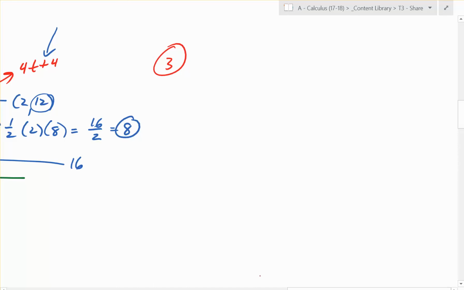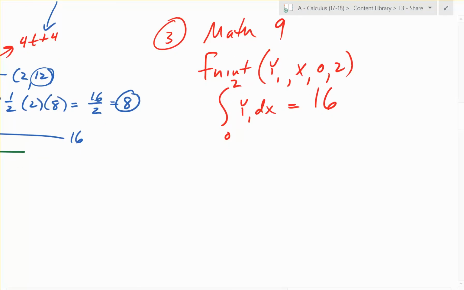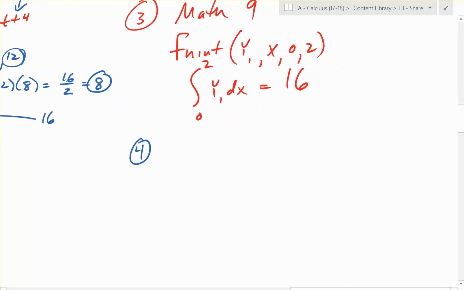Our third method is just going to be to do math 9, which is the fnInt function. For some of you, it's going to look like not fin, but fnInt. As long as you have the function typed in as y1, you're going to have y1, comma x, comma 0, comma 2. Or it'll look literally like this, the integral from 0 to 2 of y1 dx, and you will get an answer of 16.